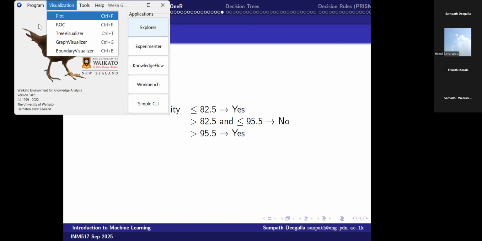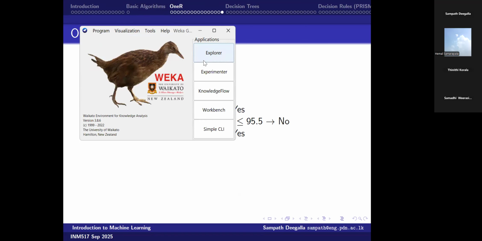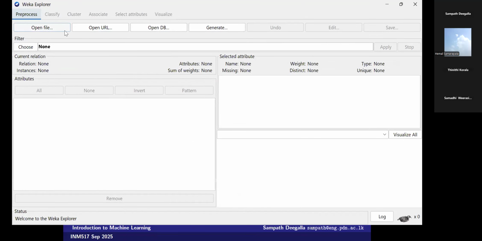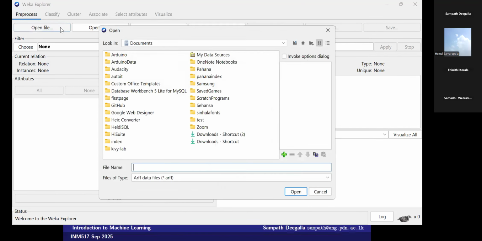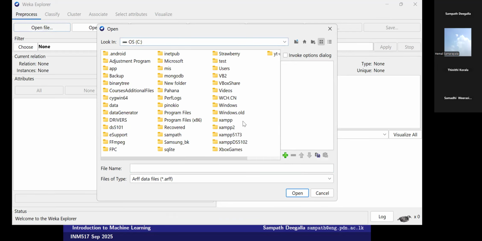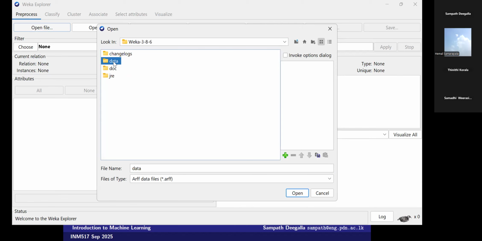Right. So let me show you this outcome in the WEKA software. And remember, last time we started with the Explorer. When you click the Explorer, we will get an interface to work individually. So let me open the file. In my case, it's saved inside the C drive under Program Files. And then I will go inside the WEKA folder, and there's a data folder.